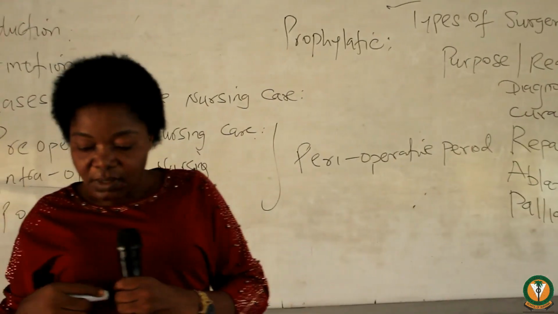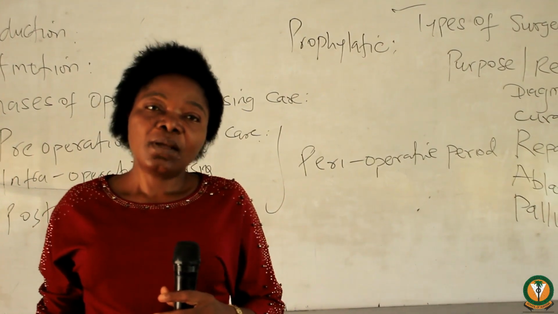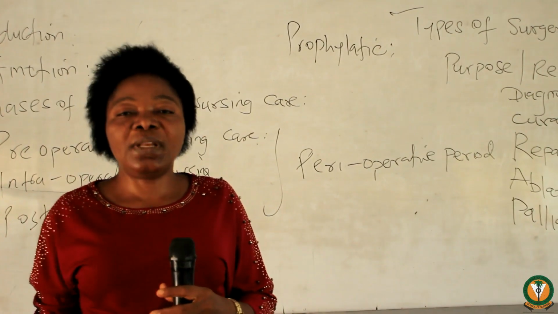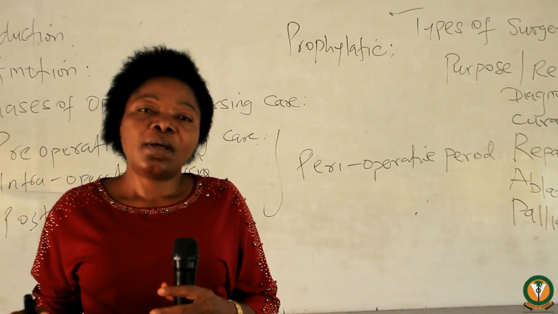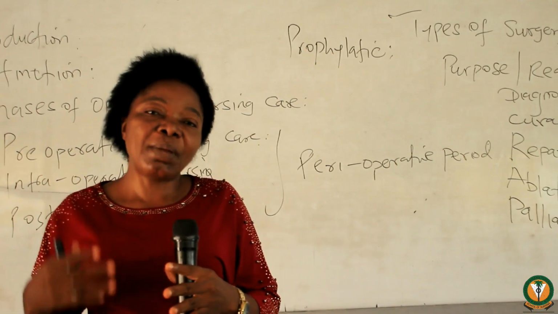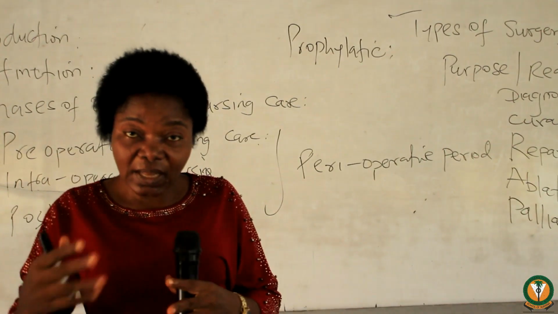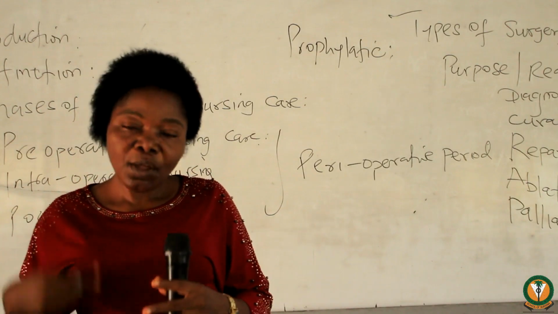Prophylactic surgery is done to remove non-vital precancerous tissues or organs. When a woman has a lump in the breast, for example, and you find out that over the years, if something is not done, it might become cancerous, the woman might decide to have surgery, and that part will be removed. That's what we mean by prophylactic.